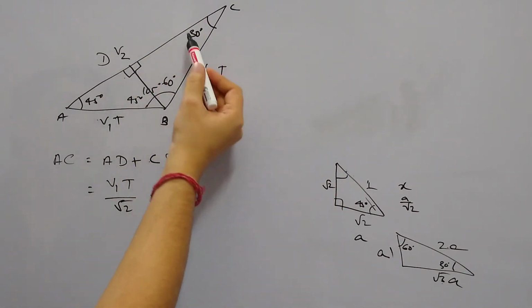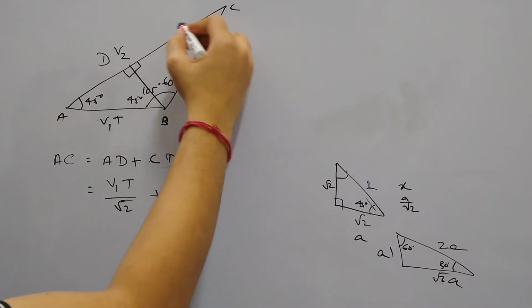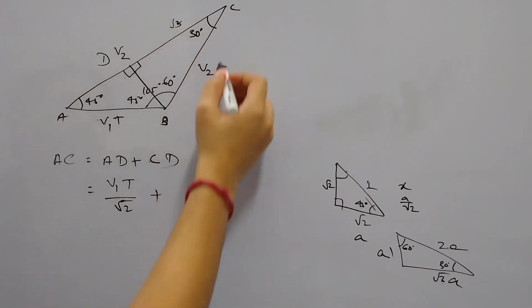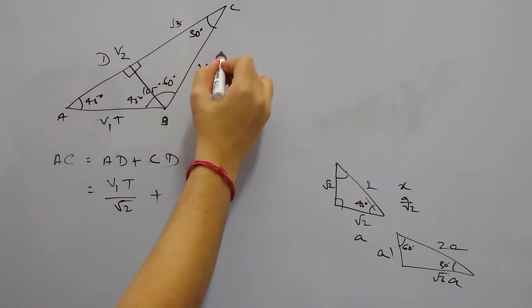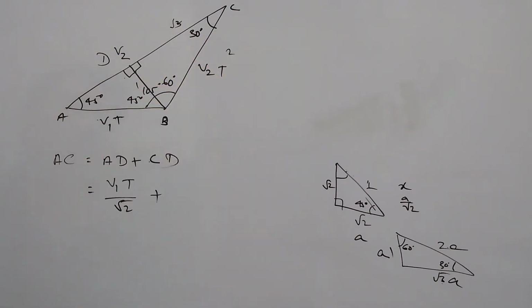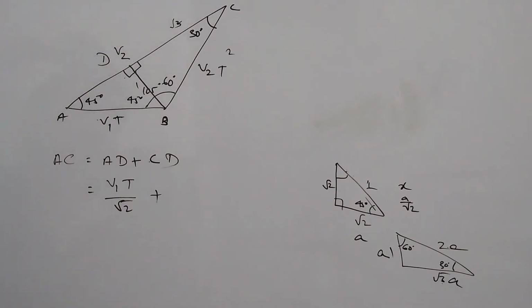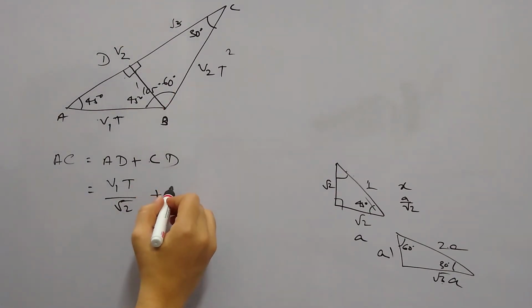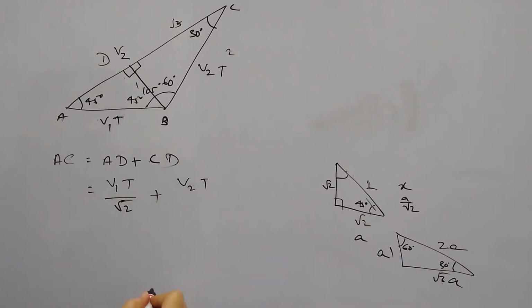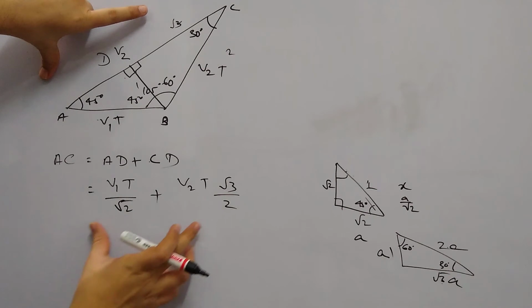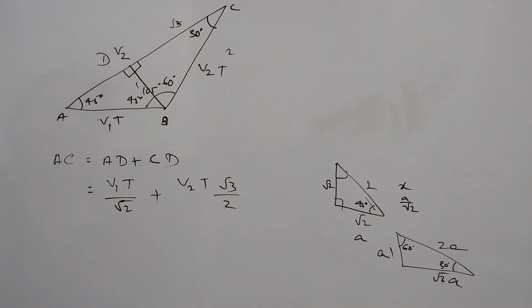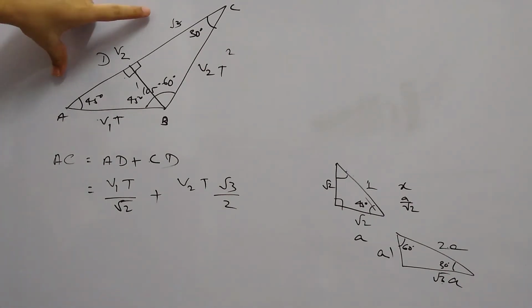And CD, we have 30 degrees here. So this side is root 3, and this is hypotenuse. So this will be 2, and this side is 1. So then CD would be V2t into root 3 by 2. So this is AC.